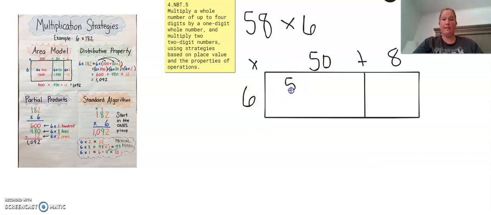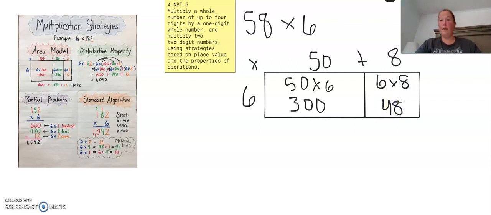So we have our 50 times 6. And as before, we get 300, 30 tens, okay? 6 times 8, so the area of this rectangle is 48. When we add them together, what do we get? Yeah, 348.